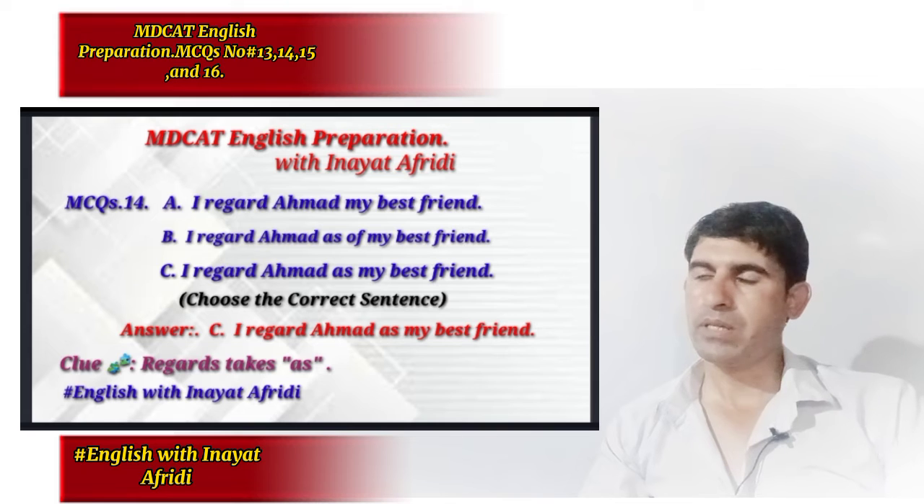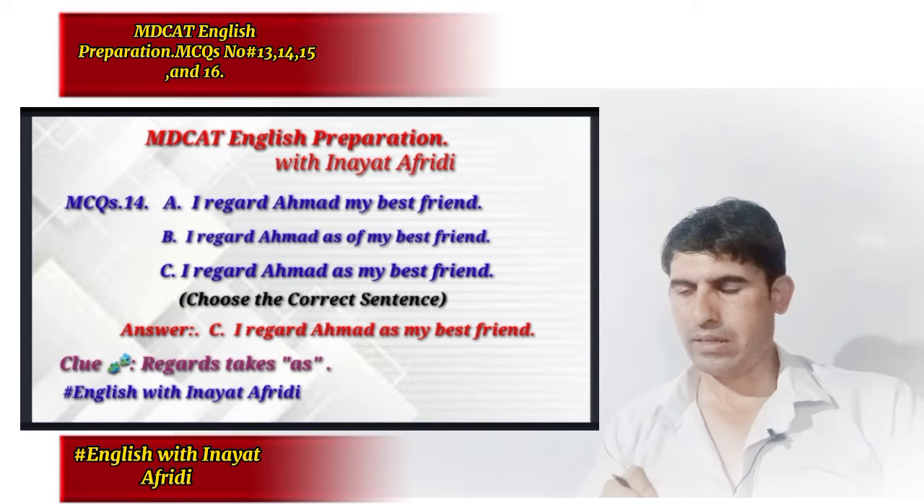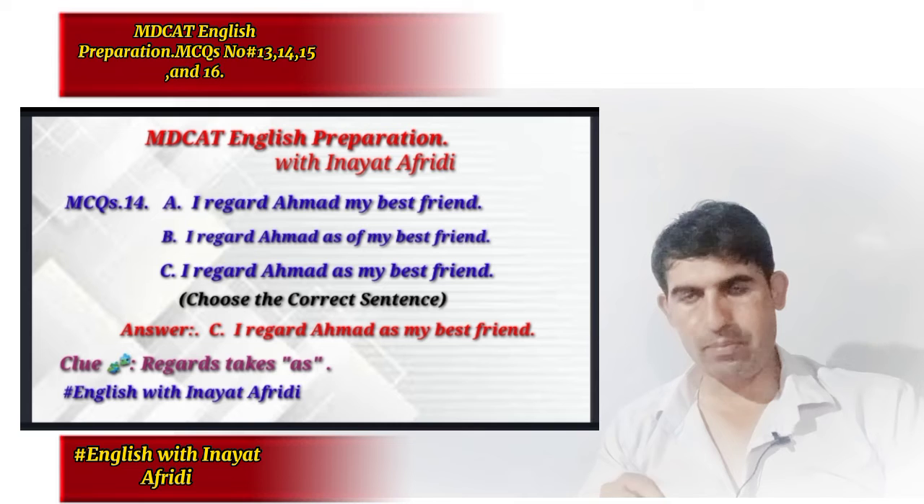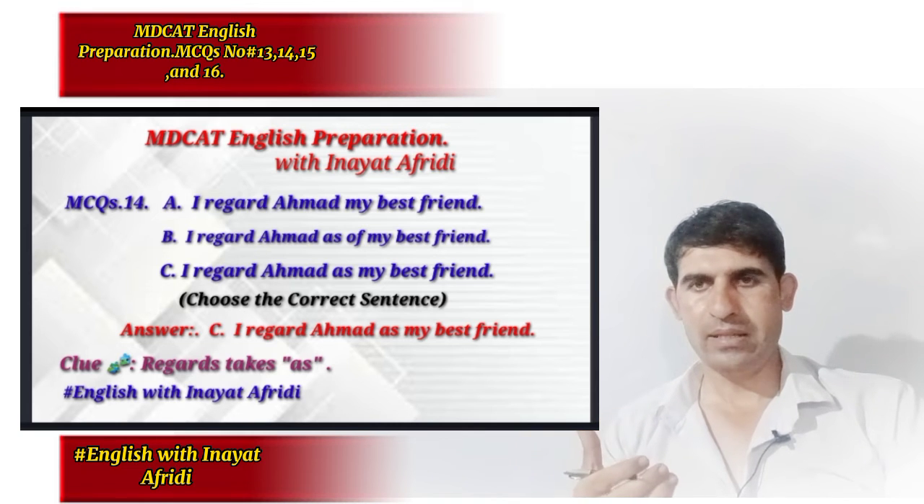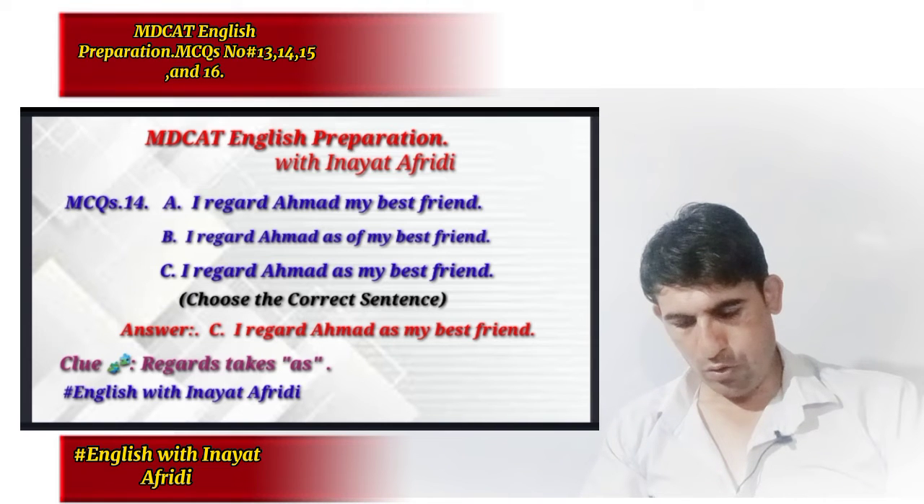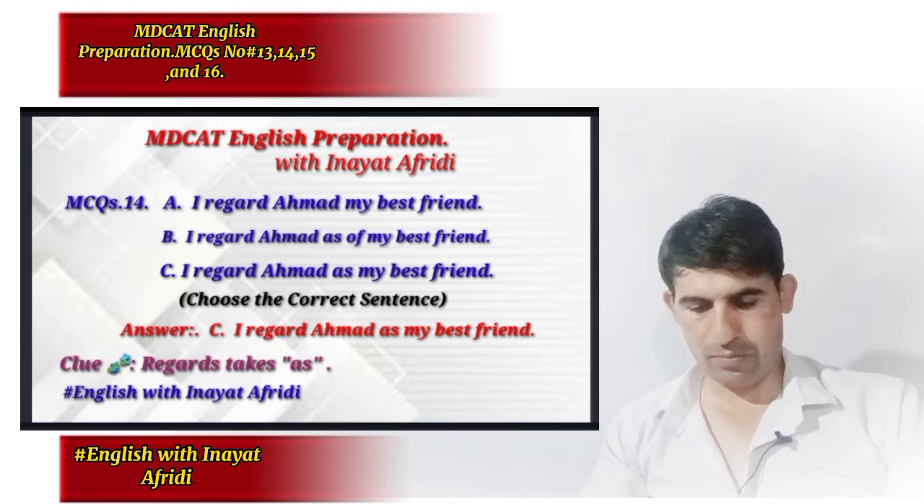For example, let me give some other clues. I regard Mr. Ali as the best politician. I regard Sir Inayat as the best English instructor, and many more examples. So regard is directly followed by as in a sentence. Now, the clue we have is that regard takes as, simply. I explained that before.